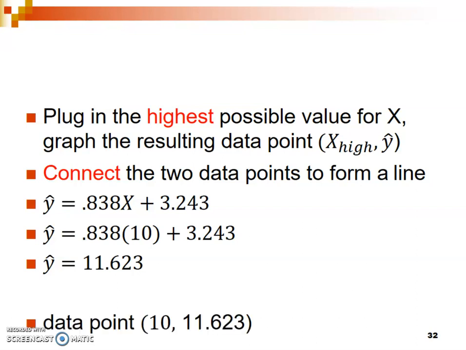So our predicted value of y is 11.623, and that was using that x value of 10 that we plugged into the equation. This leaves us with the data point with that highest x value, which was 10, and the predicted value of y when we had an x of 10 was 11.623. We're going to take this data point, and also the data point from the last slide, and use those two to create our graph with this best fitting line.